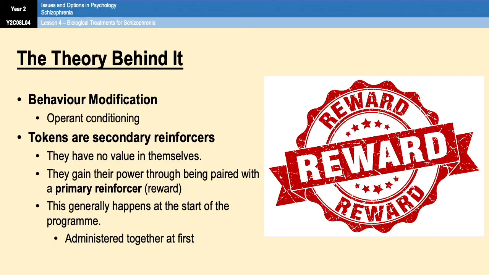But then as the program starts getting underway, obviously the secondary reinforcer, the token, is presented first, and then the patients can then exchange those secondary reinforcers for film time or magazines or walks or whatever, and those are the primary reinforcers, the rewards for their behavior.